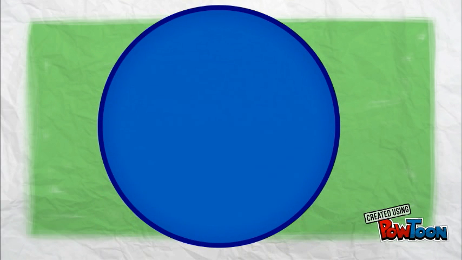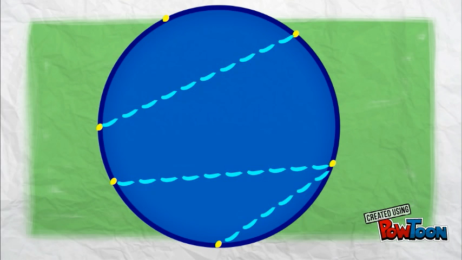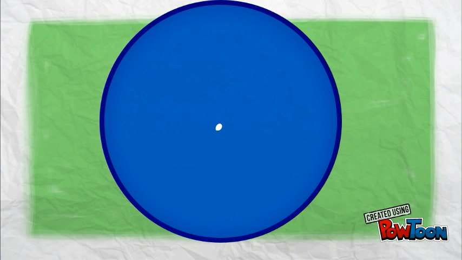What do we call the part of the circle which is the line segment that joins 2 points in a circle? Correct! It's called the chord. So, what do we call the part of the circle which is the longest chord that passes through the center? Very good! It is called the diameter.